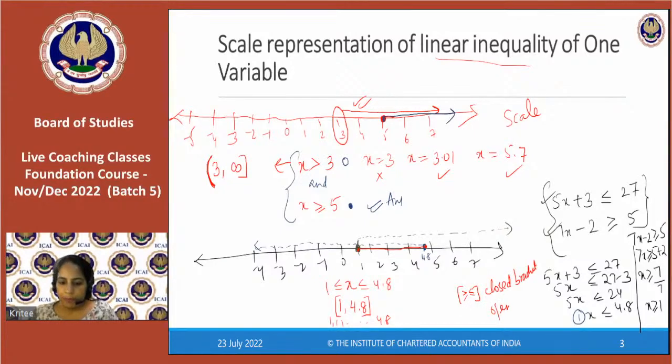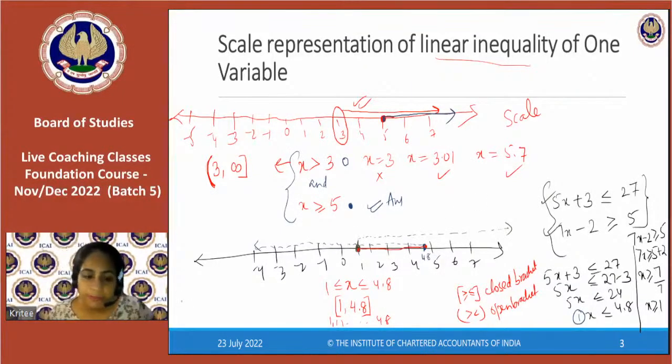Then we have open bracket. Open bracket represents only less than or greater than. So here, 1 till 4.8, all the values, 2 will also satisfy both the conditions, 3 will also satisfy both the conditions. Ma'am, what is the meaning of satisfying the condition? We don't understand. You are again and again saying that it satisfies the condition. Okay, what does it mean?